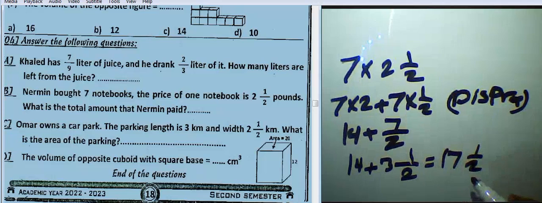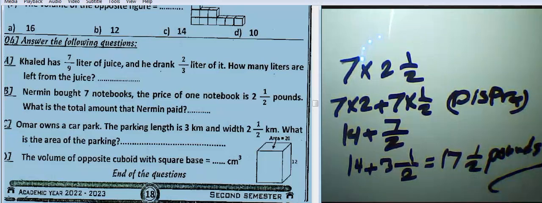She will pay 17.5 pounds. Question C. Omar owns a car park. The parking length is 3 km, width 2.5 km. What is the area of the parking?